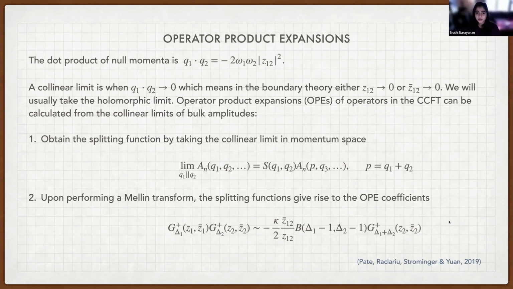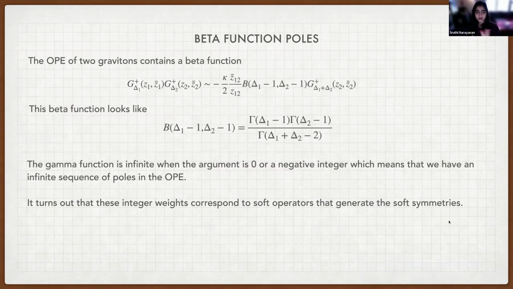Okay, so this beta function is worth concentrating on for a minute. Recall that the beta function looks like this ratio of gamma functions. And when the argument of a gamma function is 0 or a negative integer, we have an infinite sequence of poles in this OPE from the beta function. Those are of interest to us because those integer weights, since delta 1 and delta 2 correspond to the weights of the two gravitons that we're taking the OPE of, correspond to the soft operators. So a certain set of integer deltas are the ones that give us the soft operators.